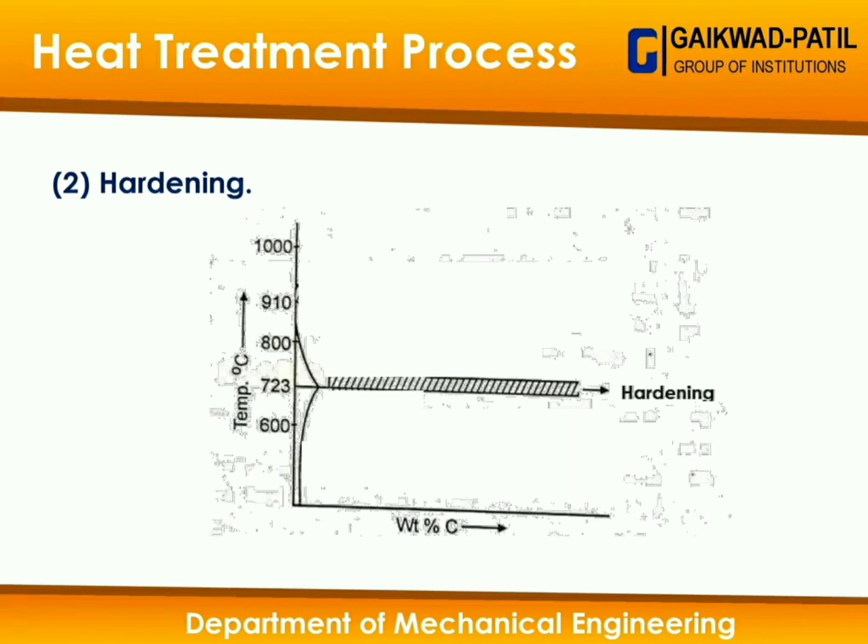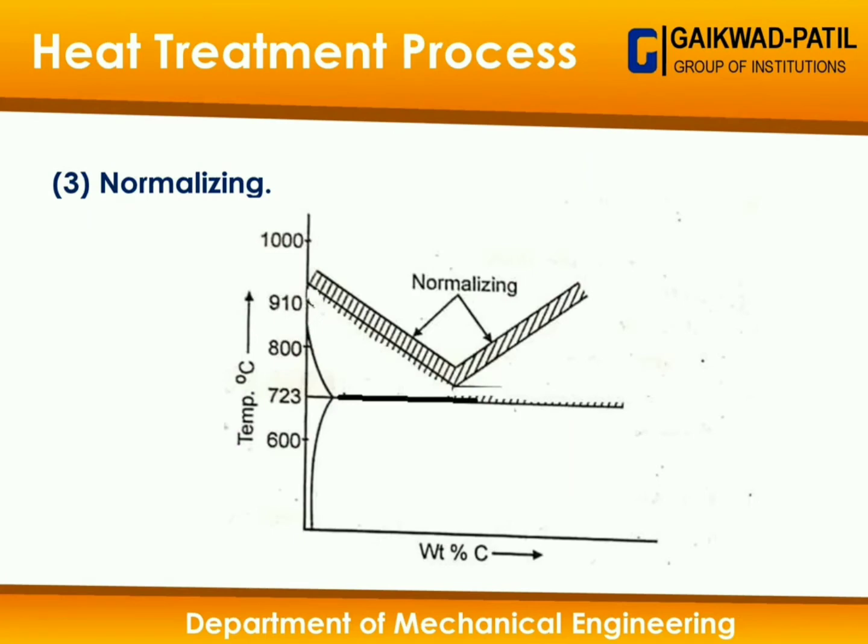Next is the normalizing heat treatment cycle. In this heat treatment cycle, the metal gets heated up to 910 degrees centigrade, above the austenitizing temperature, and then gets cooled down to 723 degrees centigrade, and is allowed to cool down at room temperature. That's why we call it a normalizing heat treatment cycle.